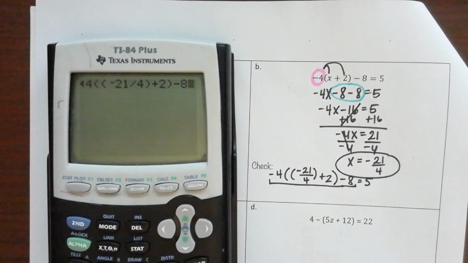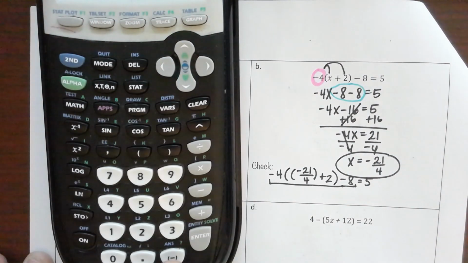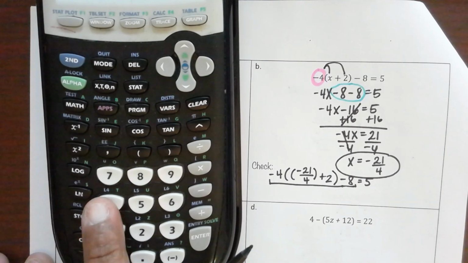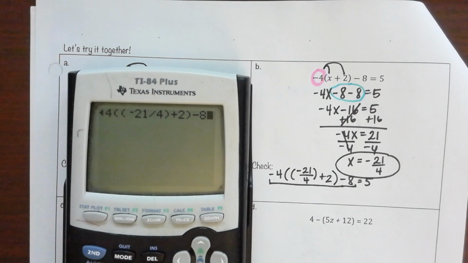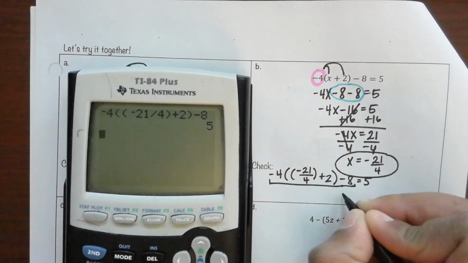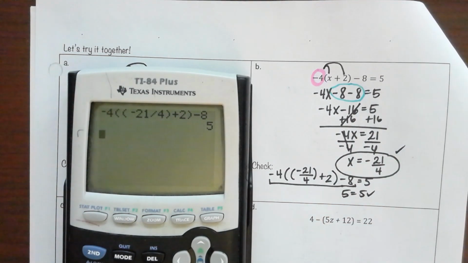That's how mine looks typed in. So make sure the negative, when you're typing it in, it's this white button right here at the bottom. My finger's on it right here. Negative 4, okay? Then you put your parentheses. And notice my double parentheses is still there. Negative 21 divided by 4. Close that parentheses, plus 2, minus 8. What'd y'all get? Does 5 equal 5? Yes. So am I good to go? Yes. Negative 21 over 4 is the answer.